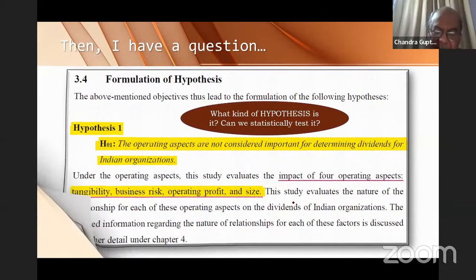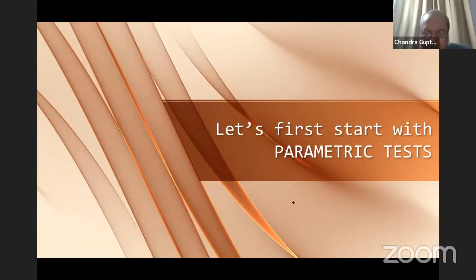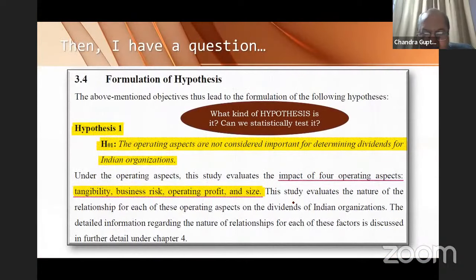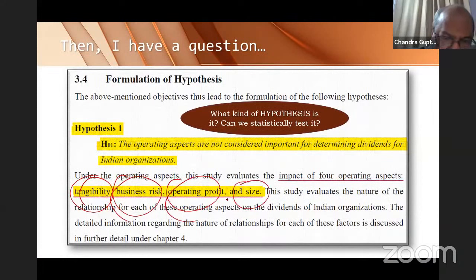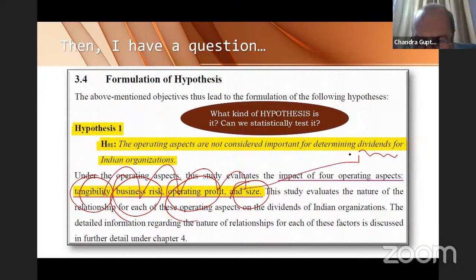Think of it. The impact of the four operating aspects: tangibility, business risk, operating profit, and size on the dividends of the company. So the null hypothesis will be that all these four have no impact on your dividend. Otherwise, they have impact on the dividend. And then you can define for each and every aspect of operations and see its impact on the dividends.